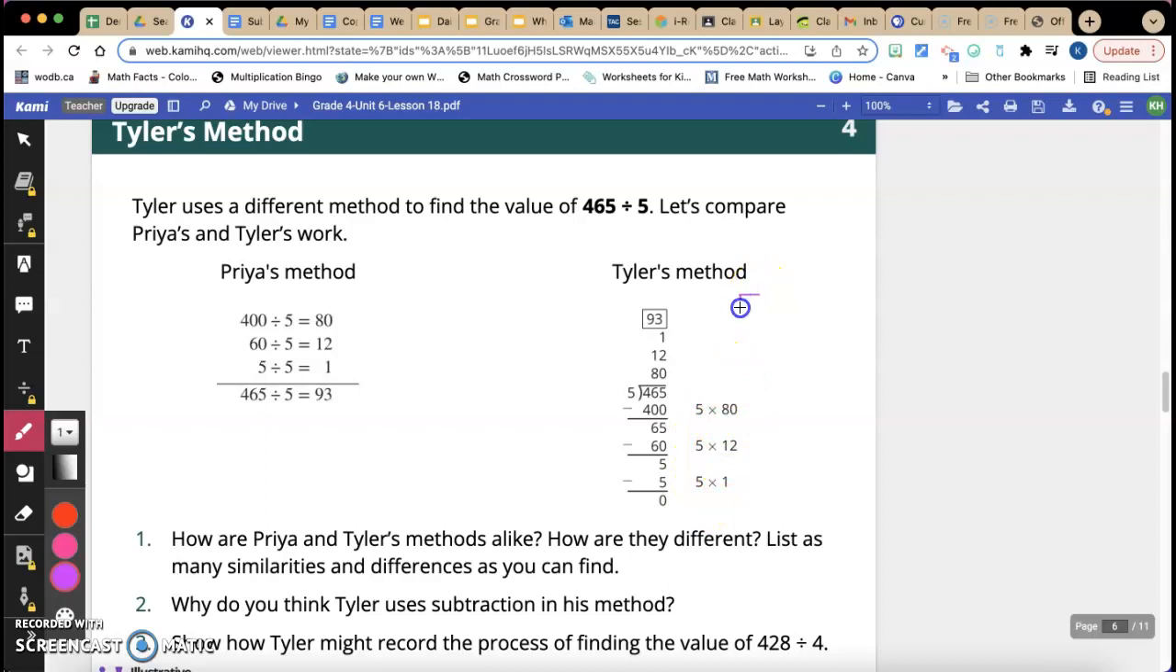Our fast facts we really worry about are 5 times 2, 5 times 5, and 5 times 10. So 5 times 2 is 10. 5 times 5 is 25. And 5 times 10 is 50.